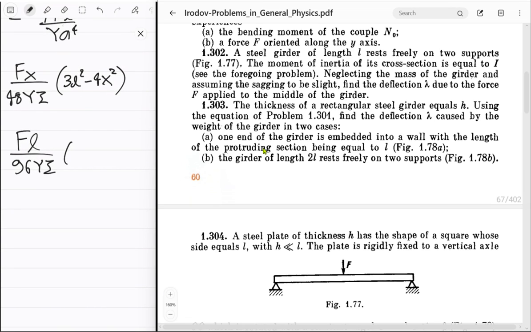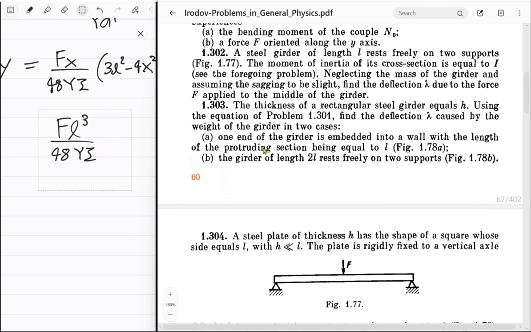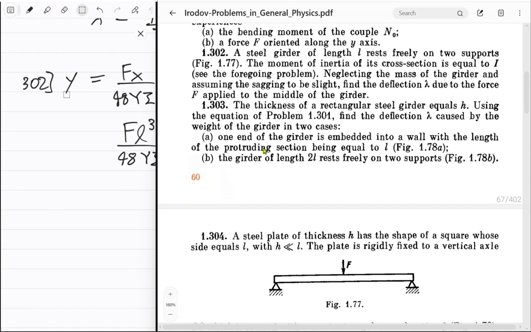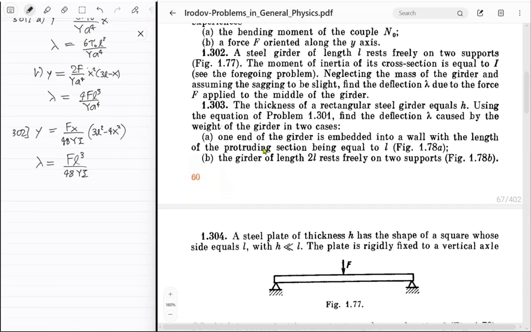Oh, why did I do that 2 stuff in that case? Which is 48. L upon 2 and you're going to have what? 2L squared. So just L cube. That should be the thing. That's our deflection at the central point. Next question.